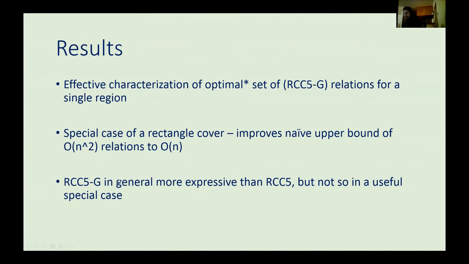We also showed that in a useful special case, RCC5G reasoning reduces to RCC5 reasoning. And yeah, those are the results.